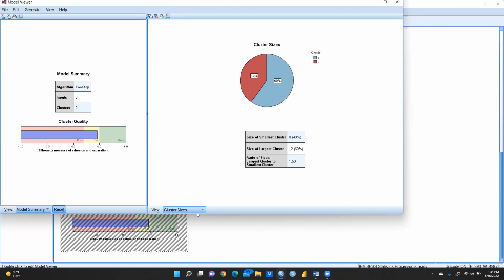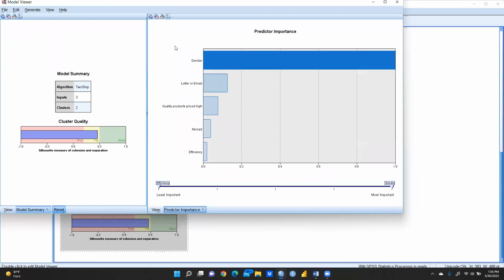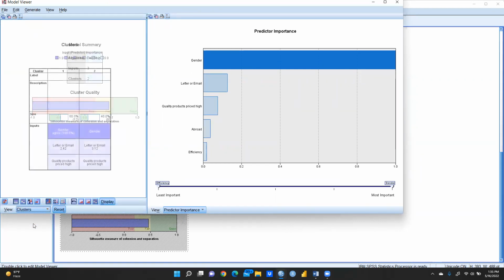Now what we have to do, let's say I want to see predictor importance. So in predictor importance, we can see here that it is gender, right? And then letter of email, quality products priced high, abroad, and efficiency. So here is what we have to do. Let's say in the model summary, I'm going to click here on clusters.